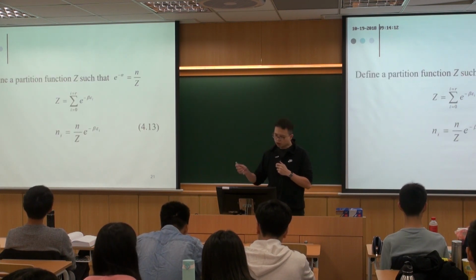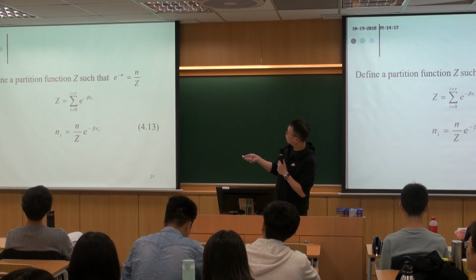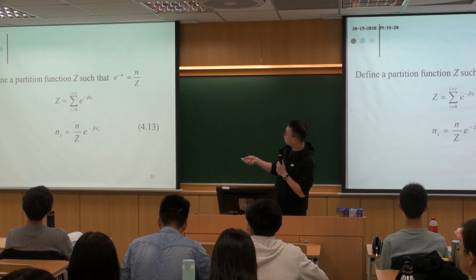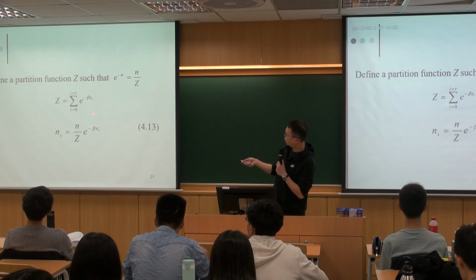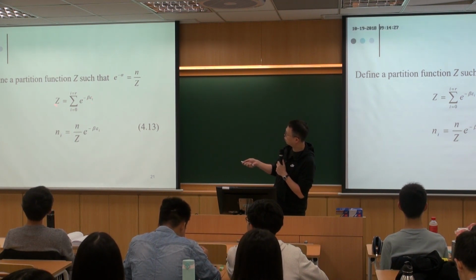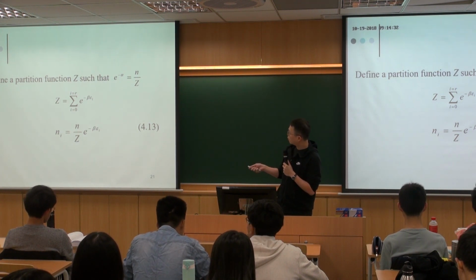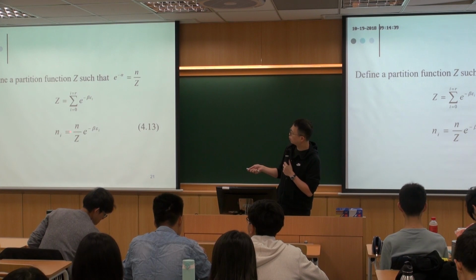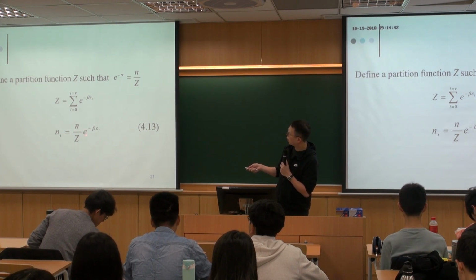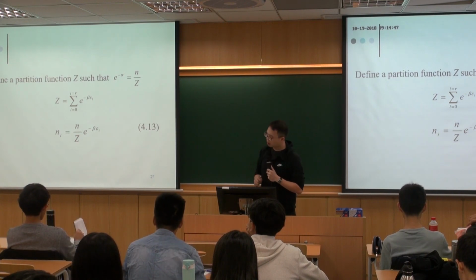And to define that, we set up a function called the partition function. It is the sum over all possible states of exponential minus beta epsilon i. And this is an important function for statistical thermodynamics. If we use this definition, then the expression of Ni is very simple. You have the total number of particles, and you also have the exponential term over the partition function.